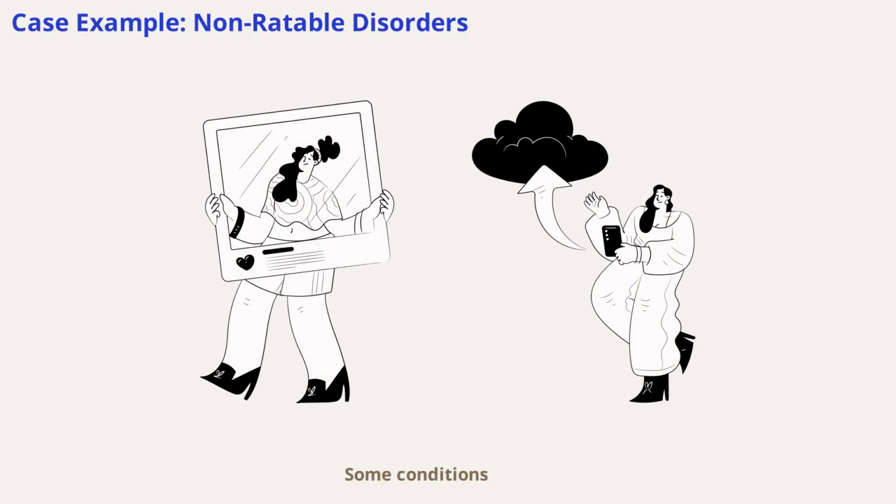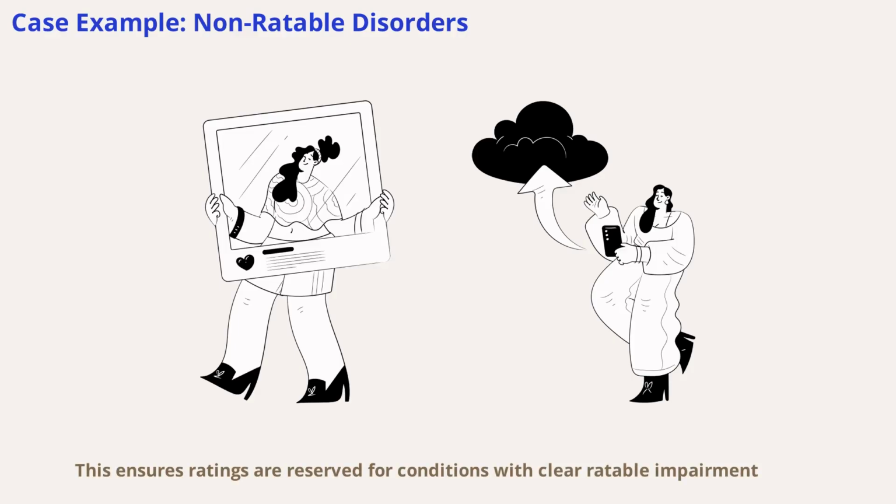Some conditions, such as antisocial personality disorder and substance use disorders, are not rated in this chapter. For example, a 32-year-old man with a history of substance abuse and antisocial behavior was not given an impairment rating, as these conditions are excluded unless altered by a current injury. This ensures ratings are reserved for conditions with clear, rateable impairment.